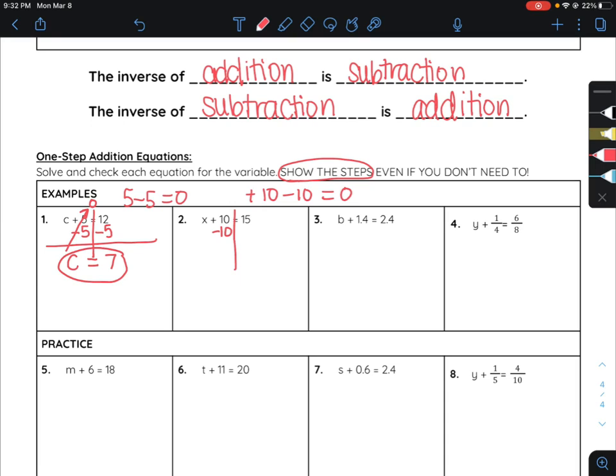And when we're adding, 0 does nothing. So it's very helpful to make a 0. If you do something on one side, you have to do it on the other. It's that math rule of keeping things balanced. These 10s cross out because they made 0. We just have x on the left side. And on the right, we have 15 minus 10, which is 5.